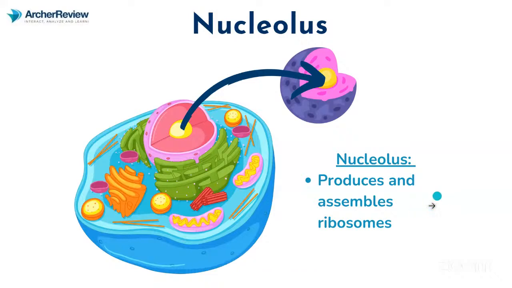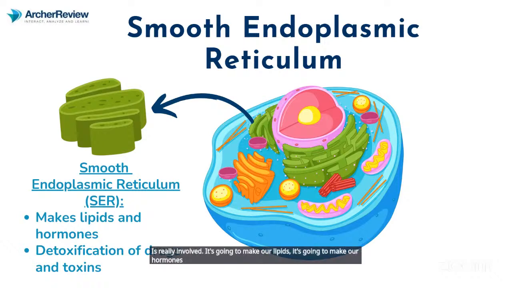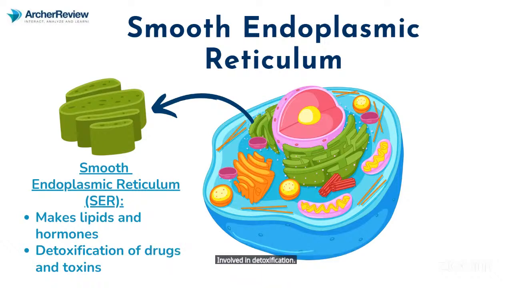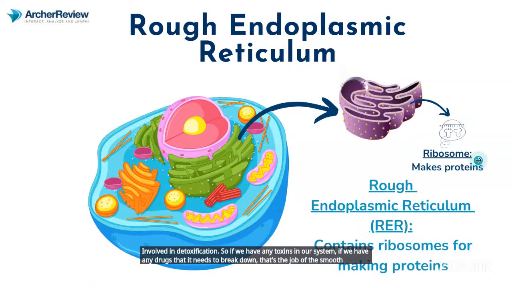All right, we have a smooth endoplasmic reticulum. The smooth endoplasmic reticulum is really involved. It's going to make our lipids, it's going to make our hormones, but it's also involved in detoxification. So if we have any toxins in our system, if we have any drugs that it needs to break down, that's the job of the smooth endoplasmic reticulum.